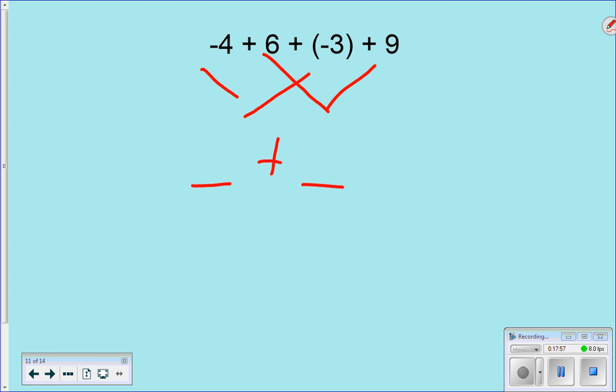You choose what strategy you like the best. I don't care, as long as you remember to add all of them. Don't forget one. Don't forget one. You can do this one if you want. That's fine, you can do it.